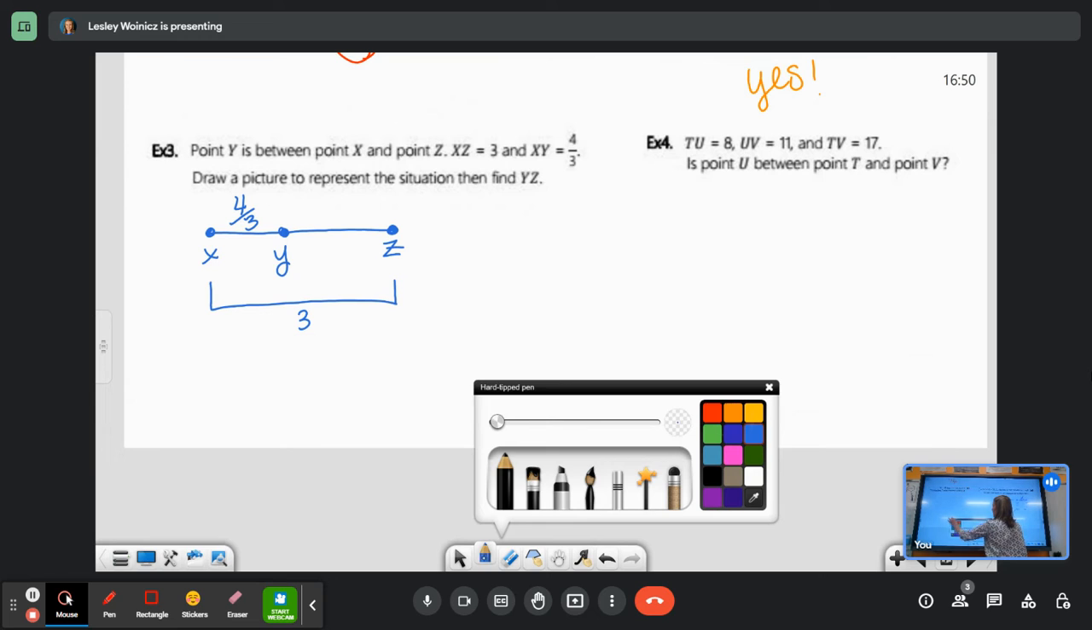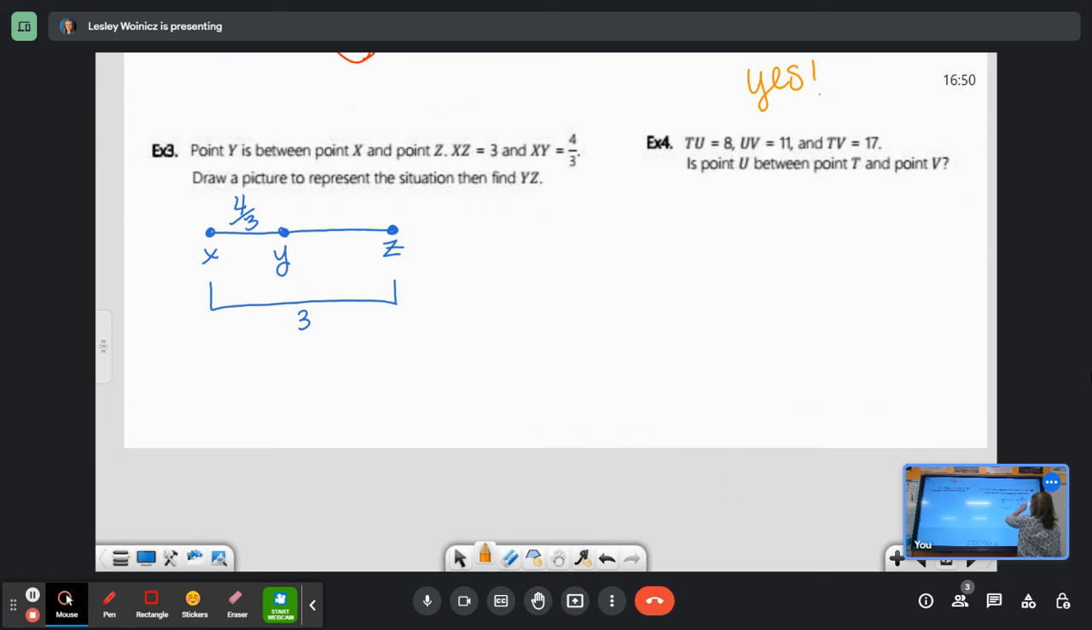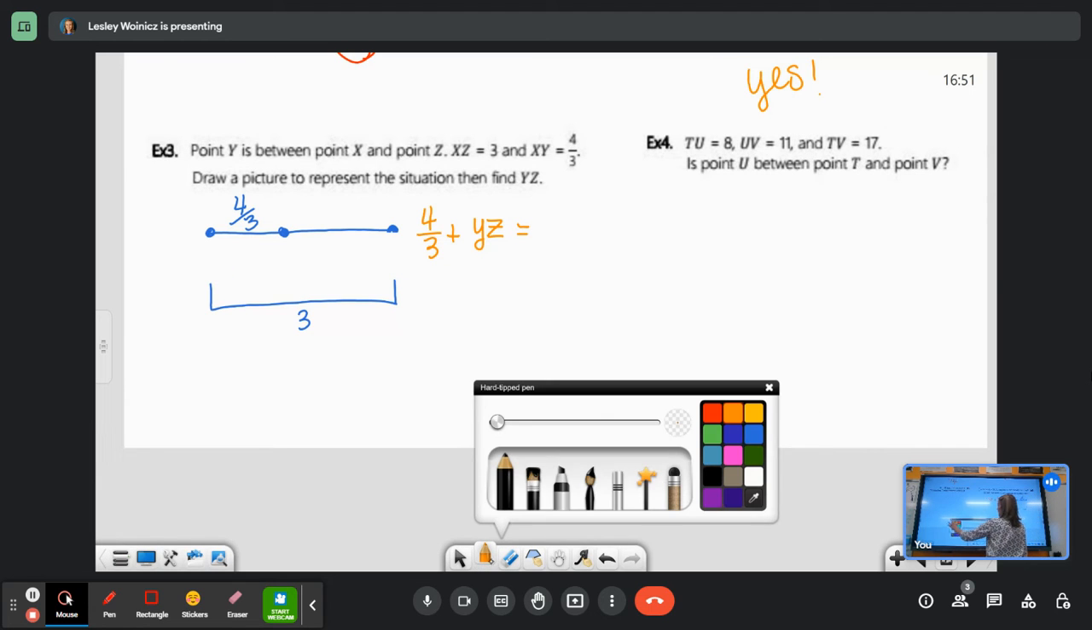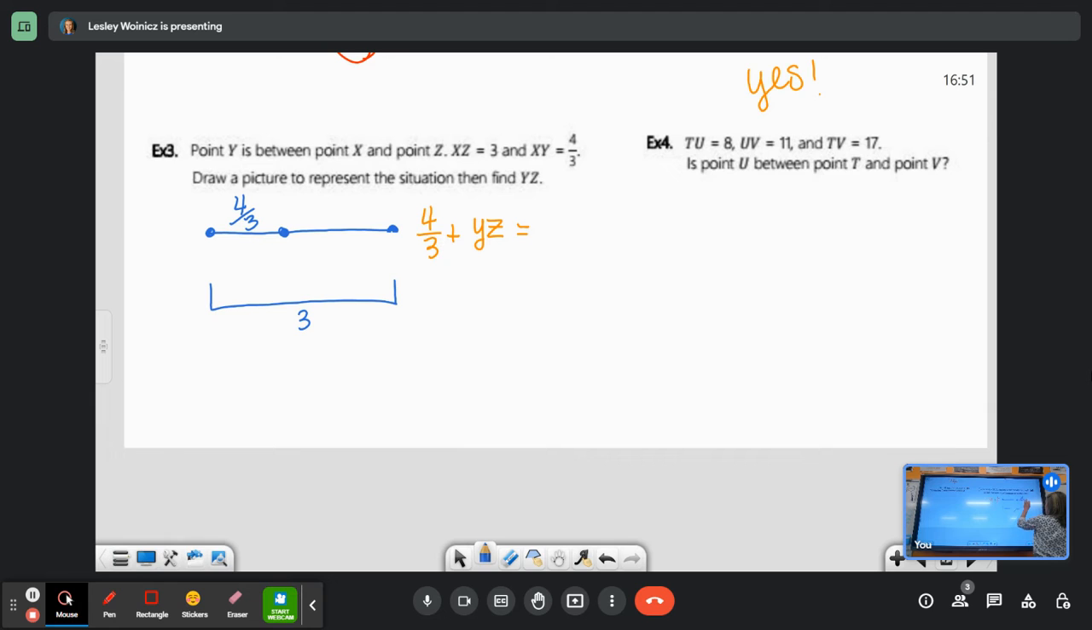So we know that 4/3 plus YZ equals, you know what? I think I did lowercase letters. I'm sorry about that, guys. My algebra is showing. Okay, this is a capital X. This is a capital Y. This is a big Z. Okay. I think I did it here too, didn't I?